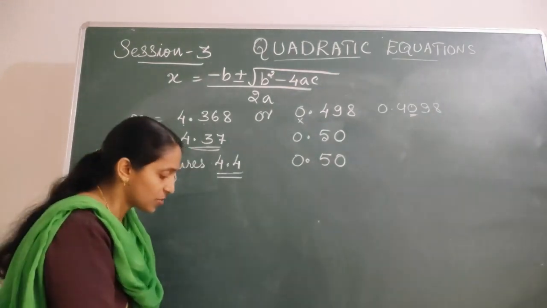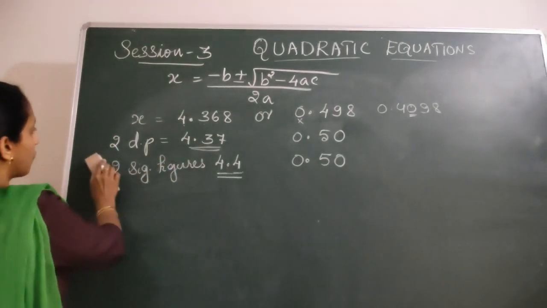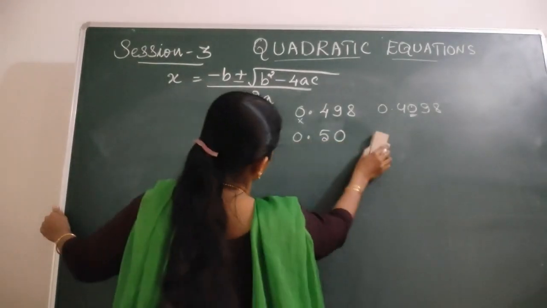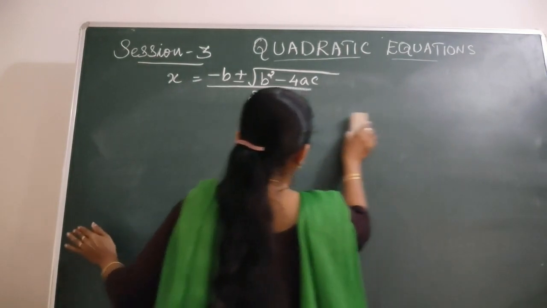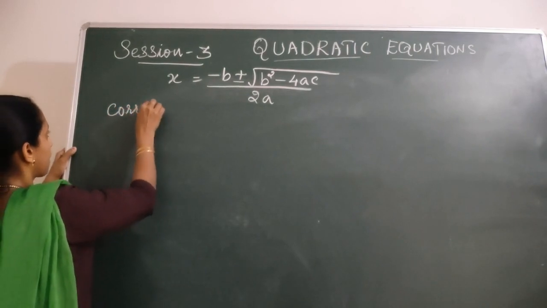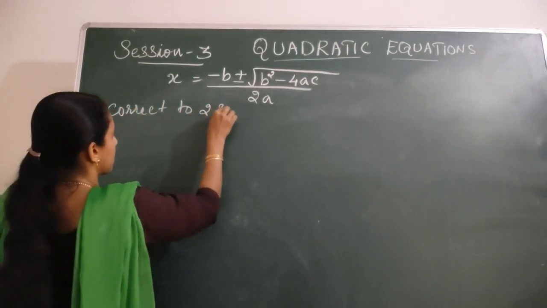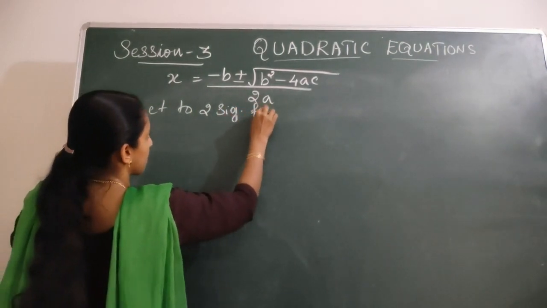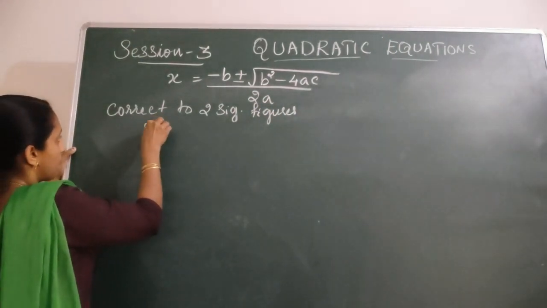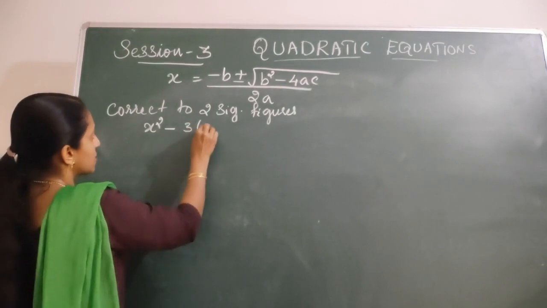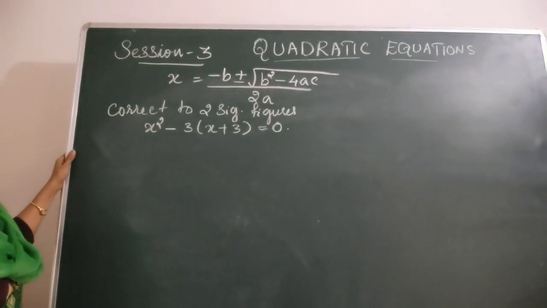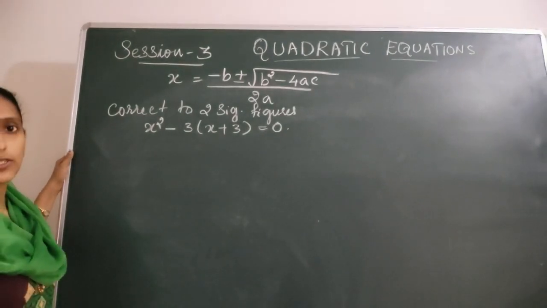Clear? Okay, alright. So we will solve one question first. Question: solve and give your answer correct to two significant figures. The question is x square minus 3 bracket x plus 3 equal to 0. That is, x square minus 3 into bracket x plus 3 equal to 0.